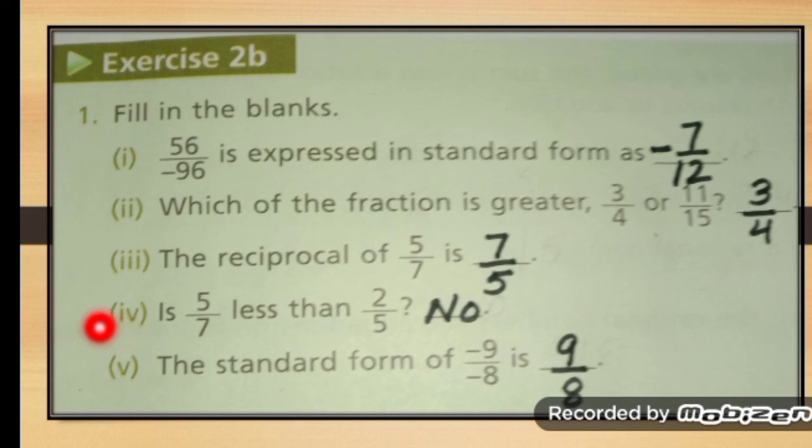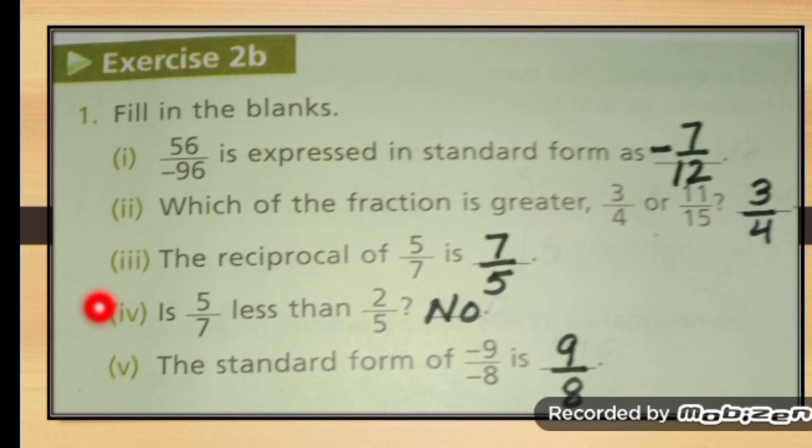Statement number 4 is: is 5 by 7 less than 2 by 5? Again, we have to compare two rational numbers. Let's do cross multiplication. 5 fives are 25 and 7 twos are 14. As 25 is greater than 14, so 5 by 7 will be greater than 2 by 5. But in this question, it is asked whether 5 by 7 is less than 2 by 5. 5 by 7 is not less than 2 by 5.